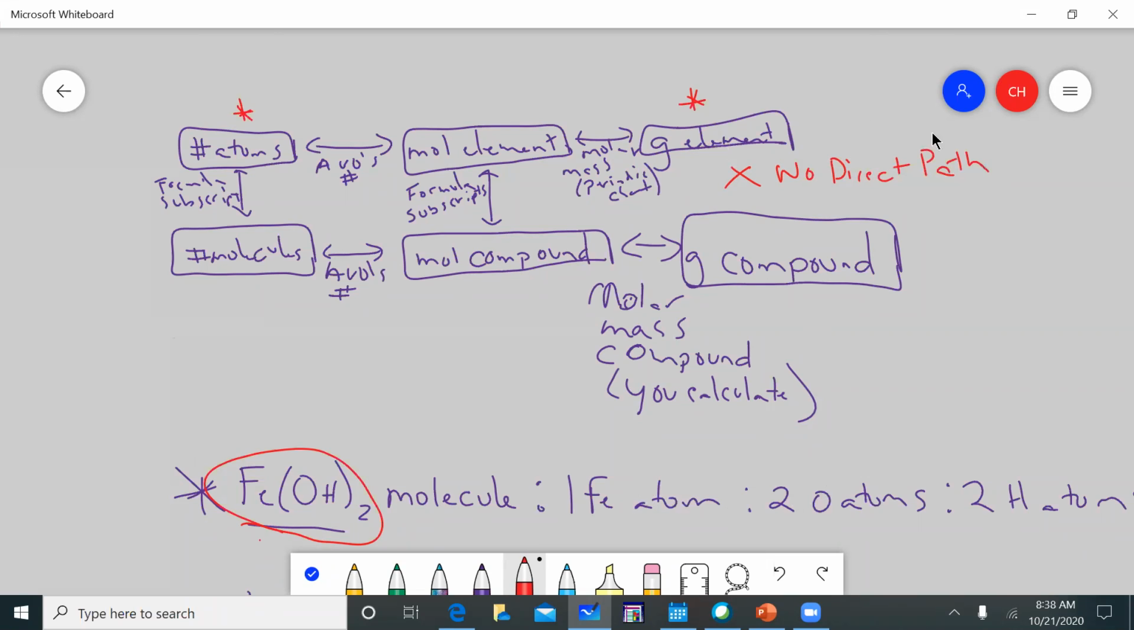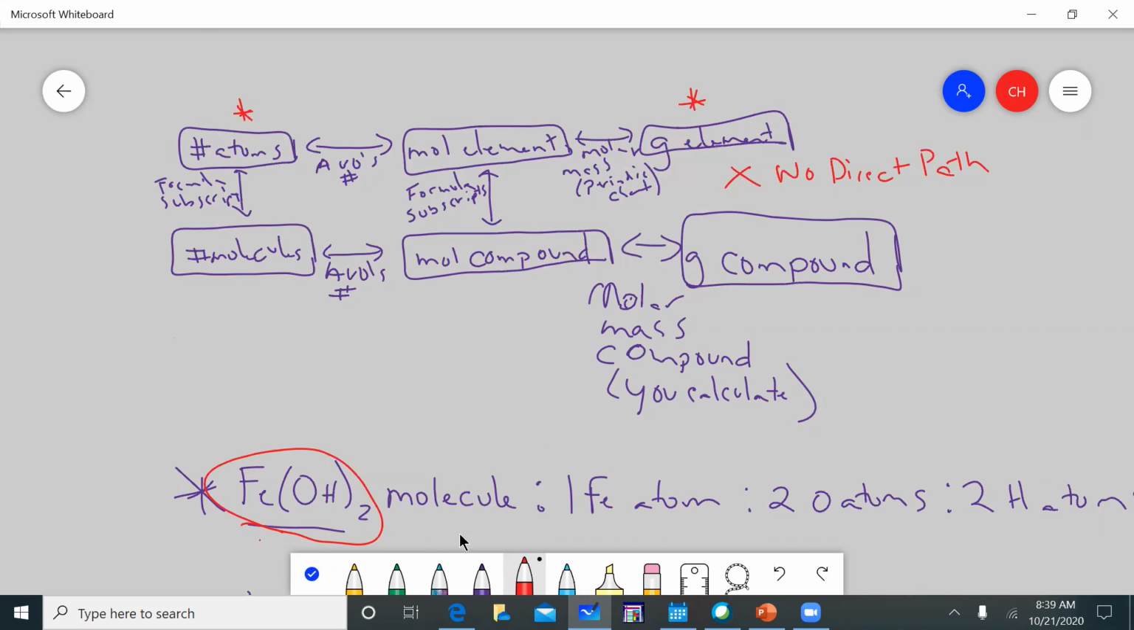no direct path. So if you're given grams of a compound, and you want to figure out grams of an individual element, you don't get to go this way. You have to go here to here to here. Grams to moles to moles to grams. Grams of compound, moles of element, grams of element. You could, if you wanted to, go grams to moles to molecules to atoms to moles to grams. I wouldn't do that though. I would just do the shortest path.